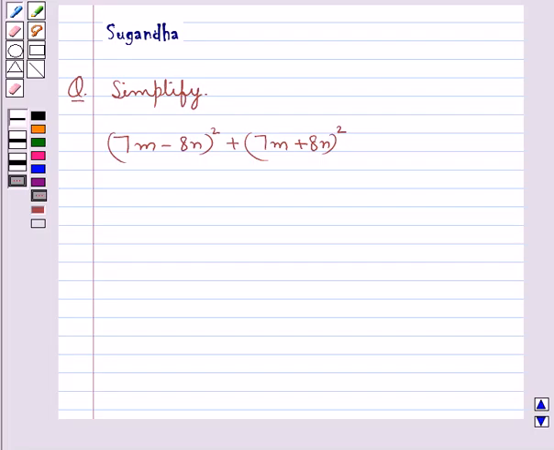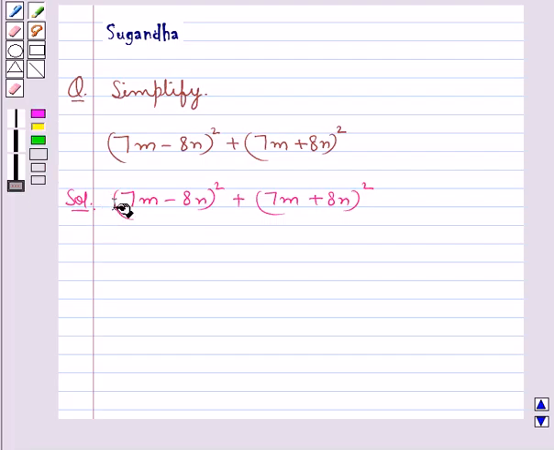The question says, simplify (7m minus 8n) the whole square plus (7m plus 8n) the whole square. Now let's move on to the solution. Consider the given expression (7m minus 8n) the whole square plus (7m plus 8n) the whole square.